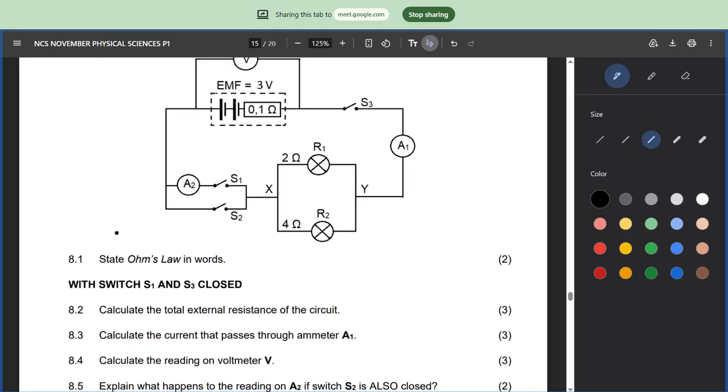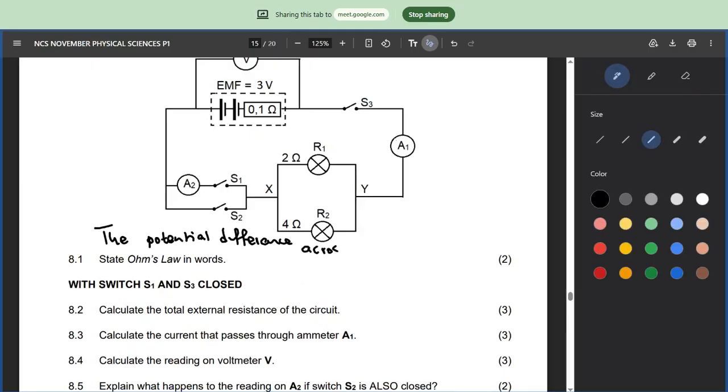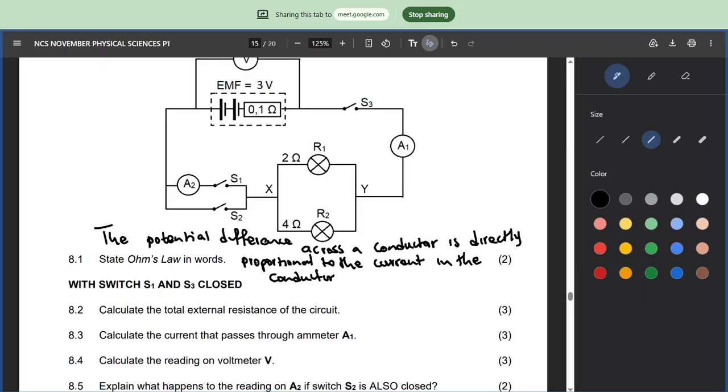Okay, so when we state Ohm's law in words, we say that the potential difference across a conductor is directly proportional to the current in the conductor at a constant temperature.